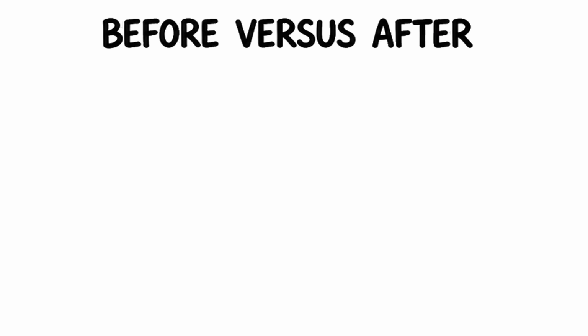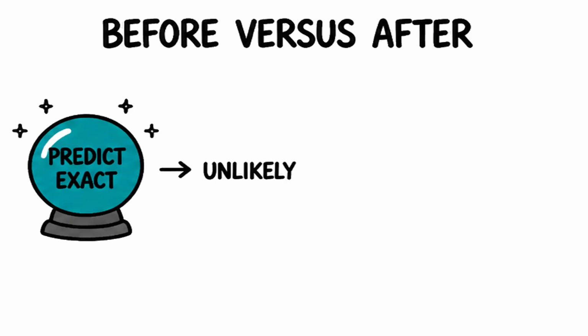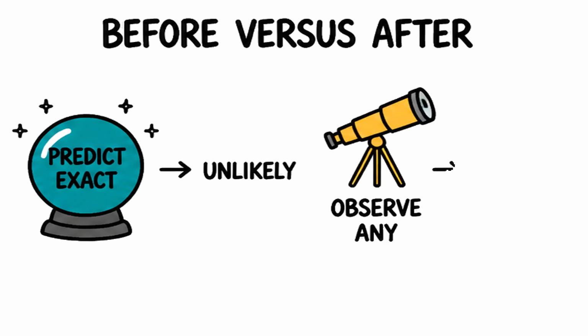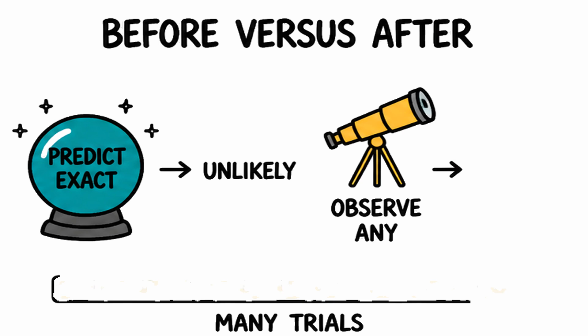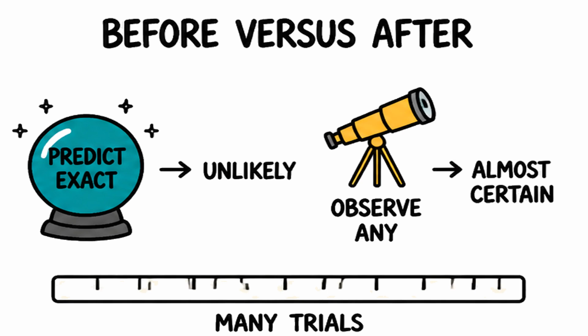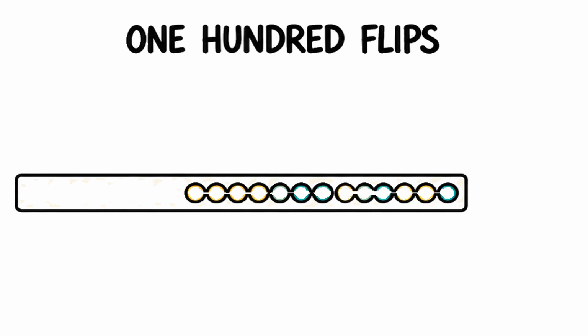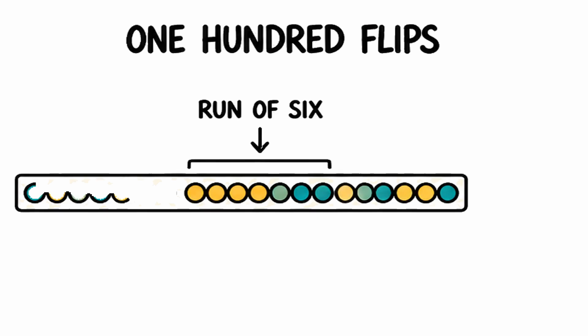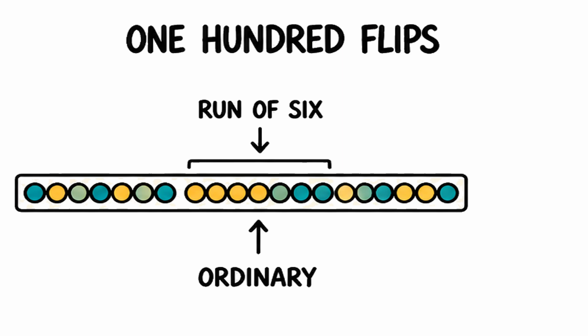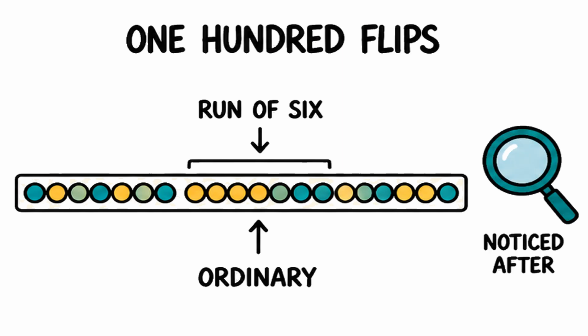Now, the key twist. Predicting an exact streak before it happens is very unlikely. But seeing some unusual streak somewhere across many trials is almost guaranteed. Flip a coin 100 times, and a run of 5 or 6 heads is ordinary. It only looks suspicious because we notice it after the fact.